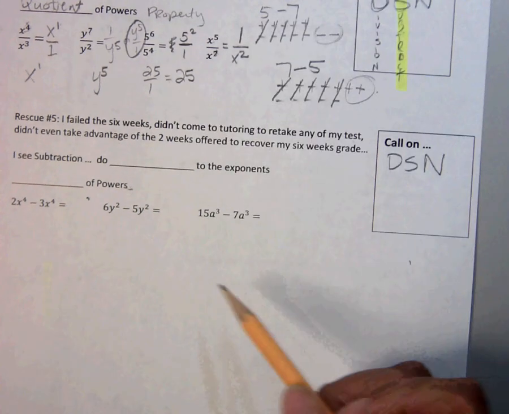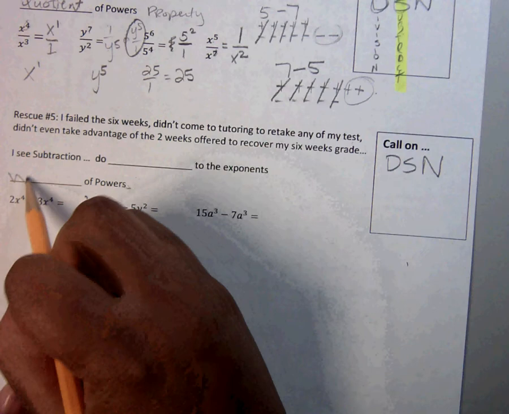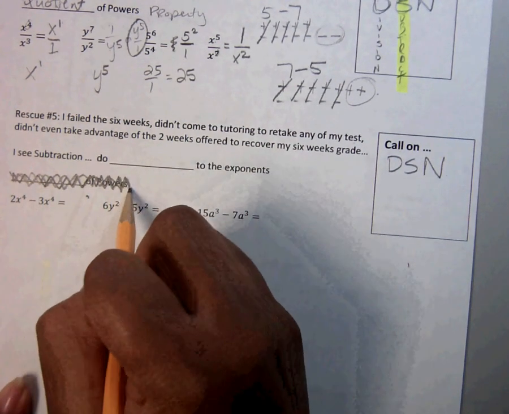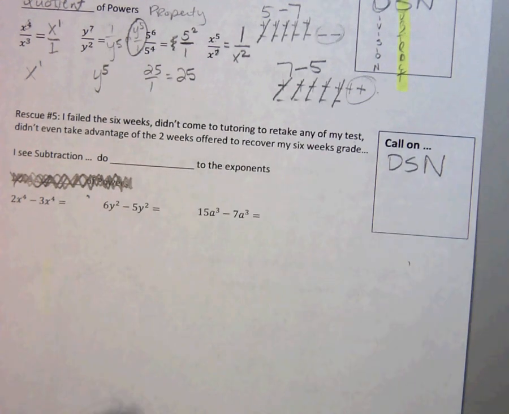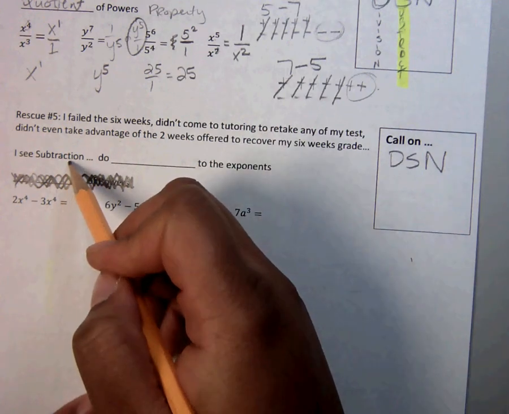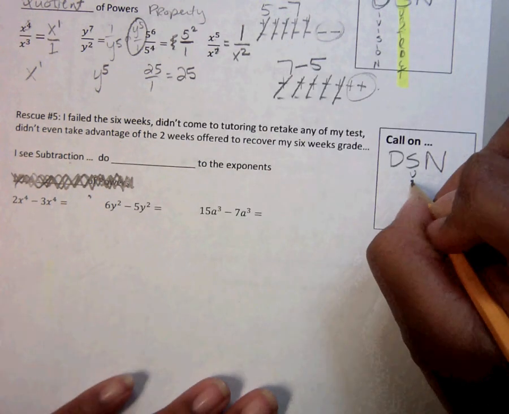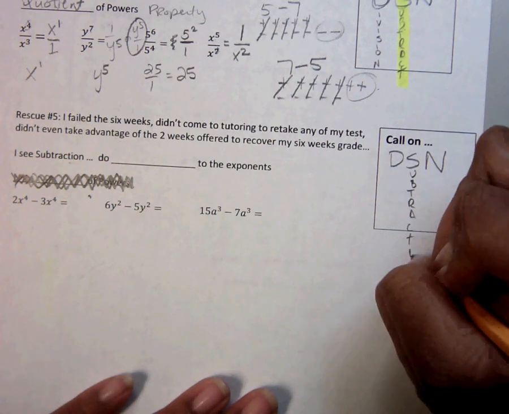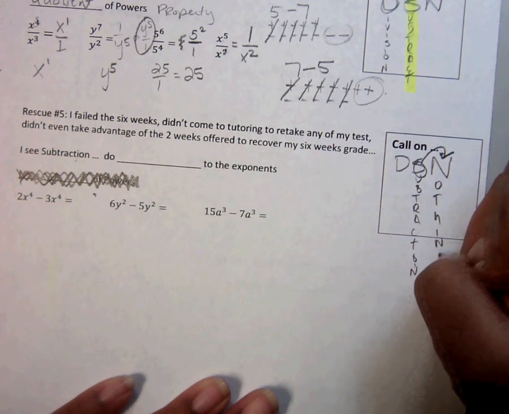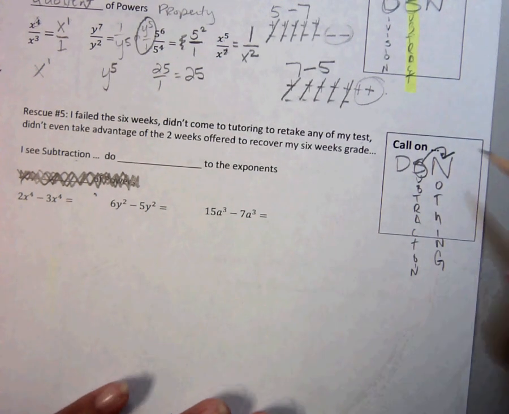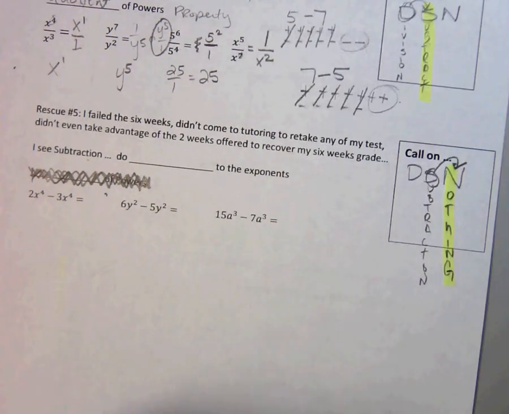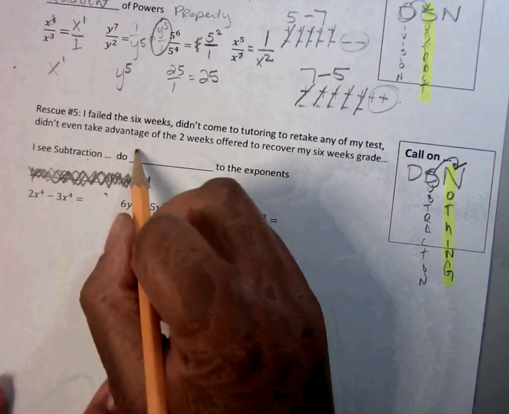Okay. Now, in this problem, and this here should not be there, guys. Sorry about that. So cross that out. That should not be there. Okay. So now, when I see subtraction, this is what DSN is saying to himself. So when I see subtraction, do nothing to the exponents. And don't get mad at DSN for doing nothing. You should have gone to tutoring. Okay? So we're going to put nothing here.